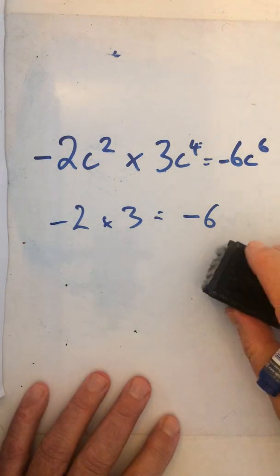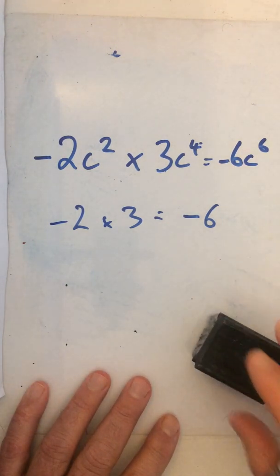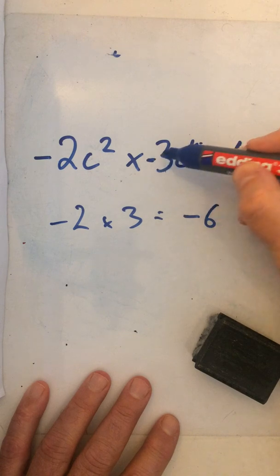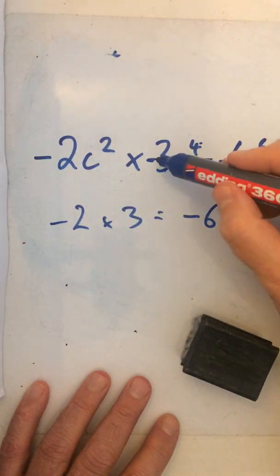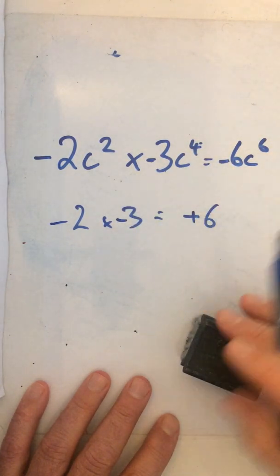Okay, right. So just remember when you come into these ones, if that was a minus, it'd be a minus times a minus, which is a plus then, wouldn't it? That would be a plus 6.